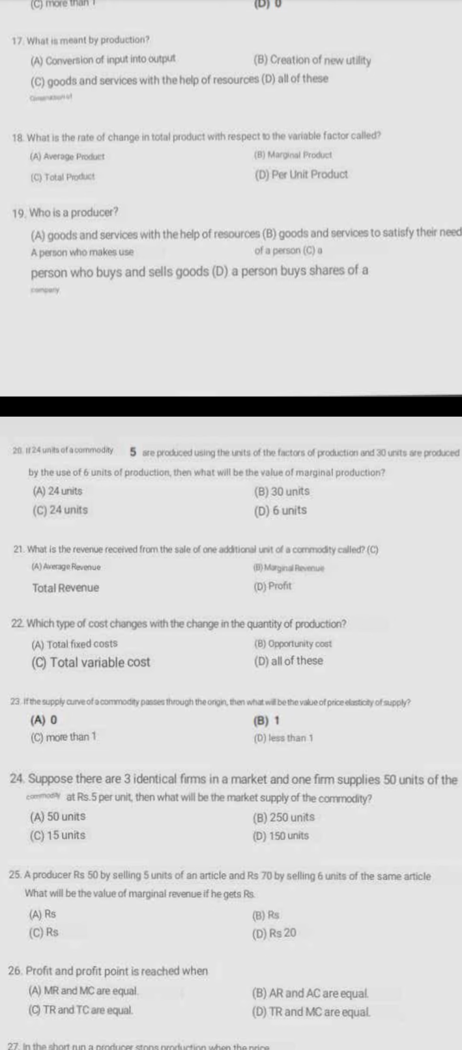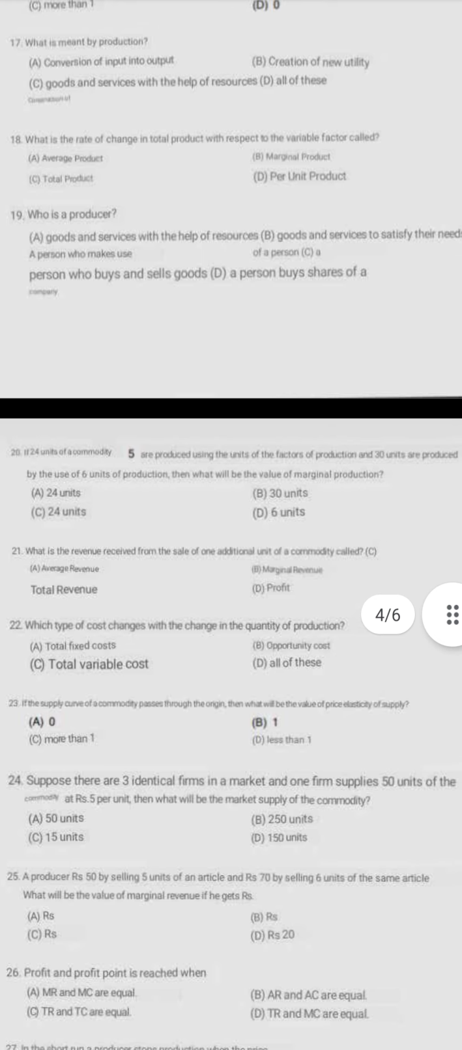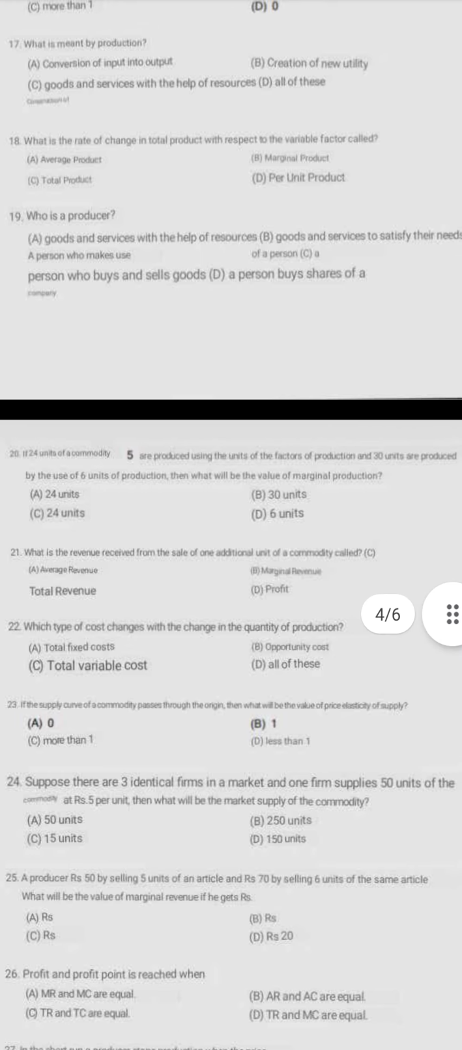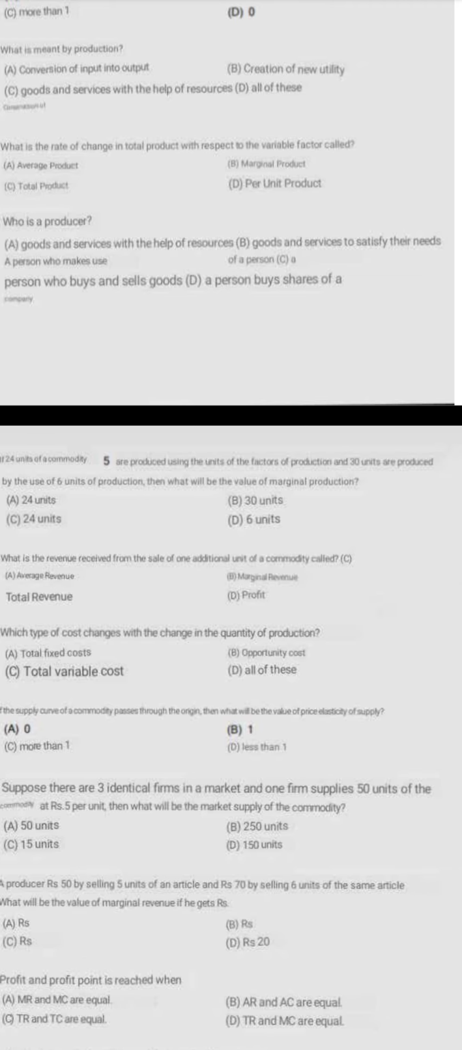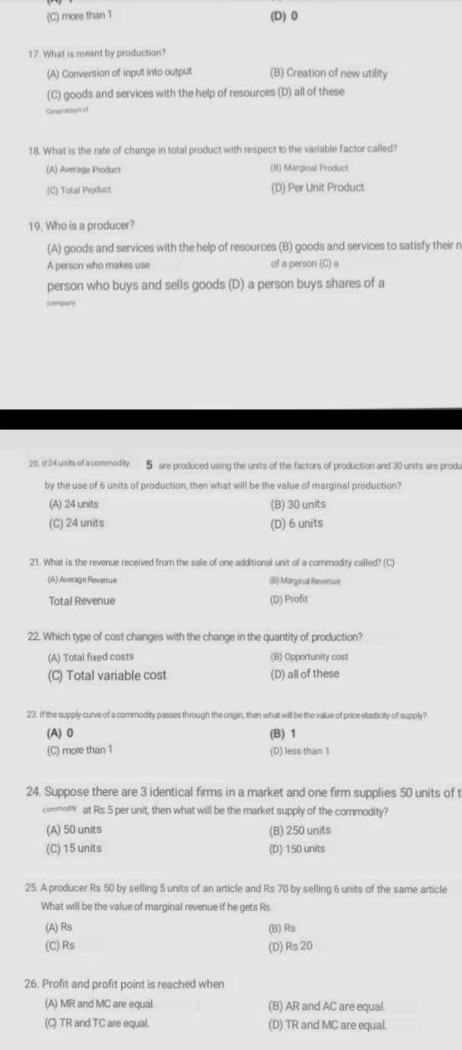Question number 20. If 24 units of a commodity are produced using 5 units of the factor of production, or 30 units are produced using 6 units of the factor of production, then what will be the value of marginal production? Total production is 30, so what will be the value of marginal production? By using 5 units, 24, and 6 units, 30. Then what is the value of marginal production?